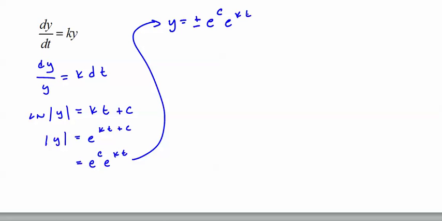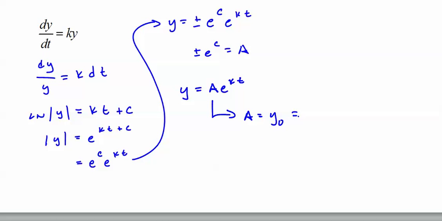And this is the form you've seen it in, hopefully, in a pre-calc class. We say that plus or minus e to the c is some a value, and we just write it as y equals a e to the kt. A is the initial amount typically, and it's typically written as y naught. So that's how it goes.